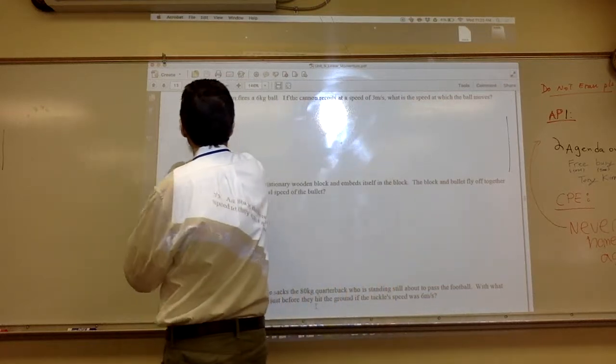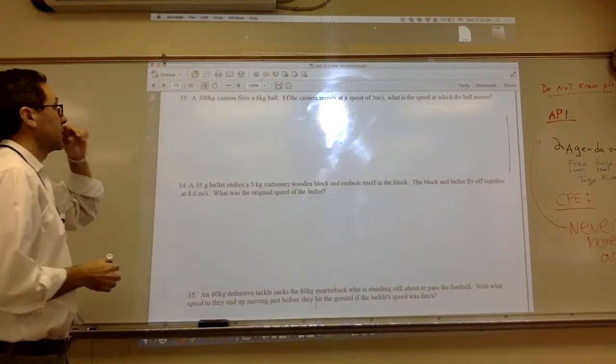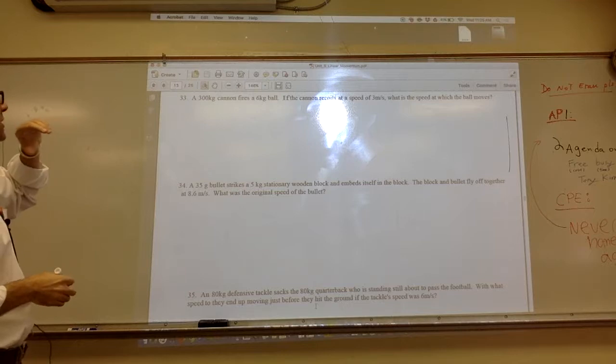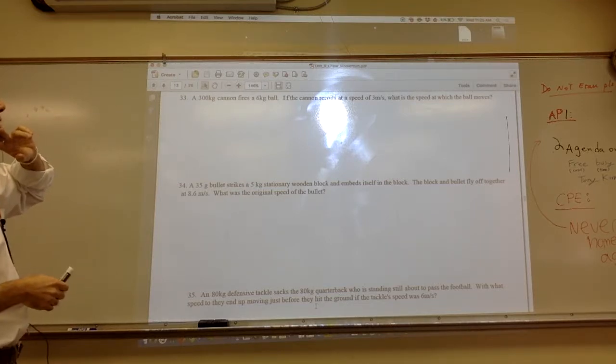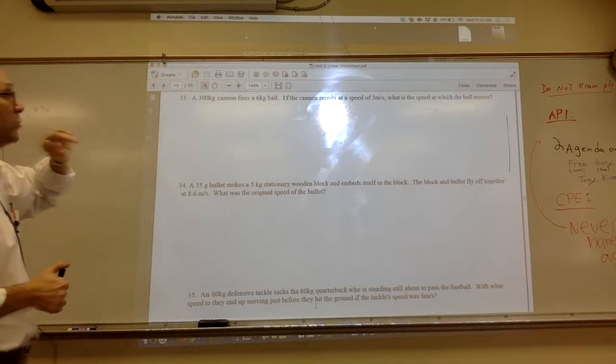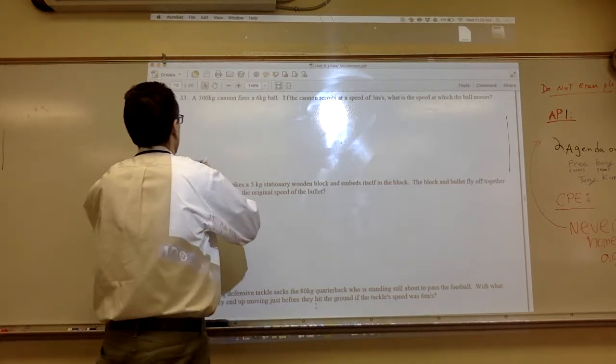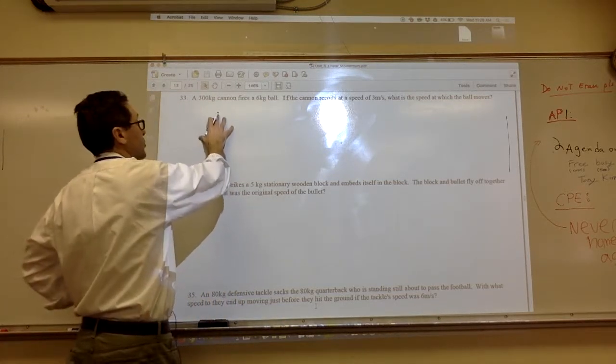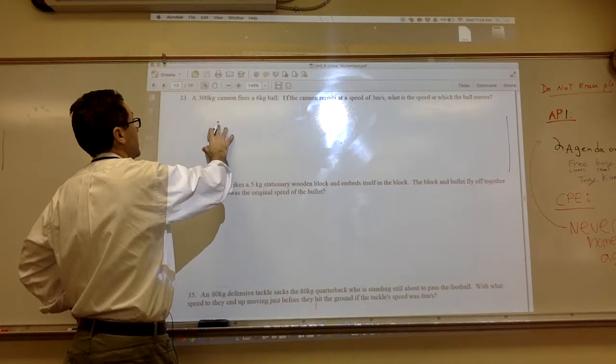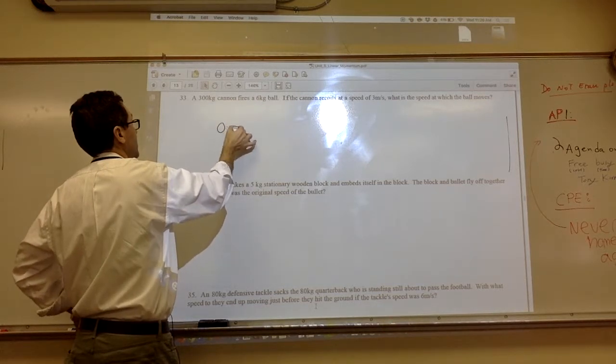A 300 kilogram cannon fires a 6 kilogram ball. So the cannon, we're assuming, is at rest initially. If the cannon recoils at a speed of 3 meters per second, what's the speed at which the ball moves? Okay, so before the firing, we had no momentum.